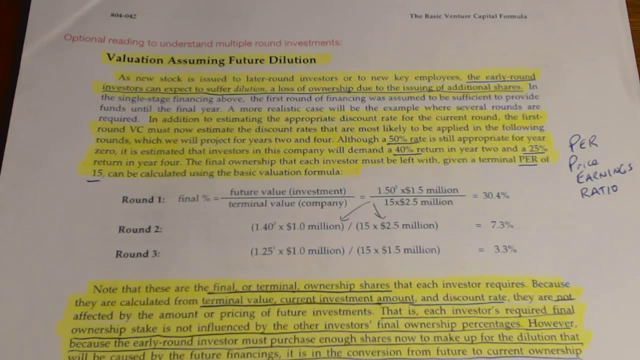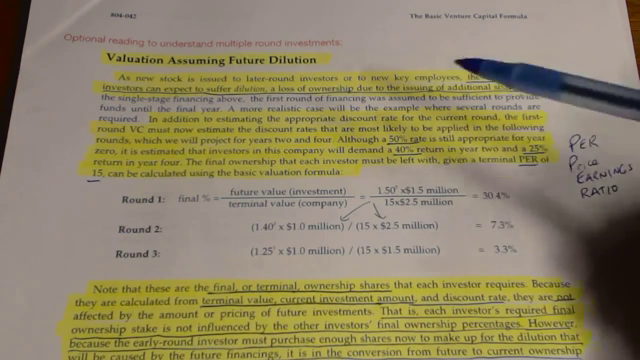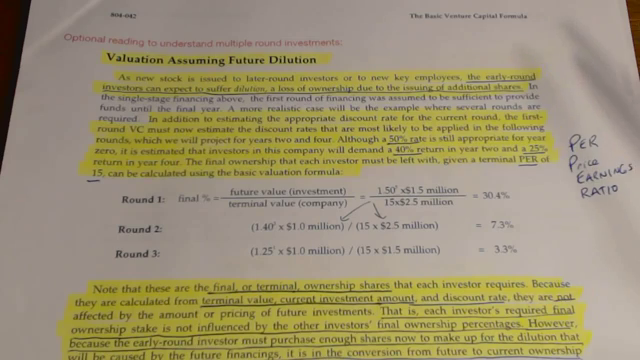Okay, this is the basic venture capital formula, pages 4, 5, and 6. Valuation assuming future dilution. Basically, dilution is, say you're an owner of a company and you don't have any shareholders outside of the company. You own 100% of the stock.